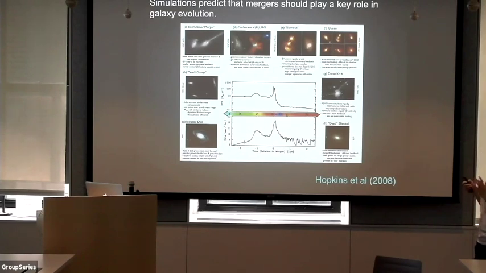Then we also have these predictions that you can trigger an AGN. And this is because the same process that triggers star formation can also funnel gas all the way down onto the black hole and light up the black hole as some form of AGN or quasar.